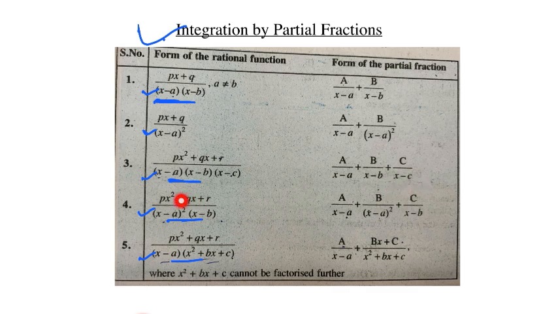The cubic polynomial can also have a factorization of this type, x minus a whole square into x minus b. In that case, we resolve it as a upon x minus a plus b upon x minus a whole square plus c upon x minus b.